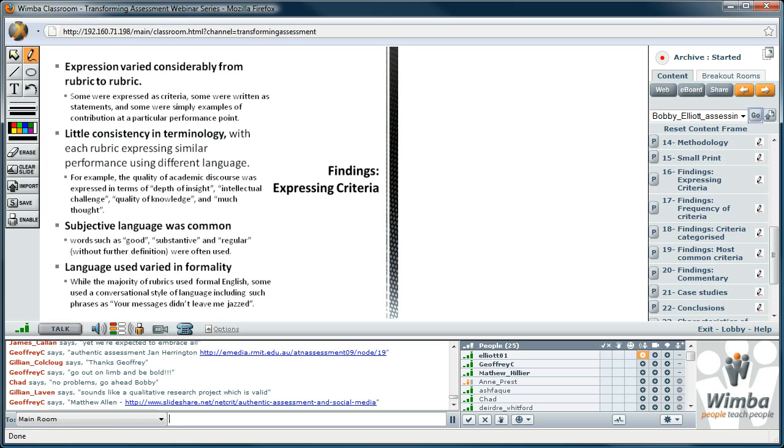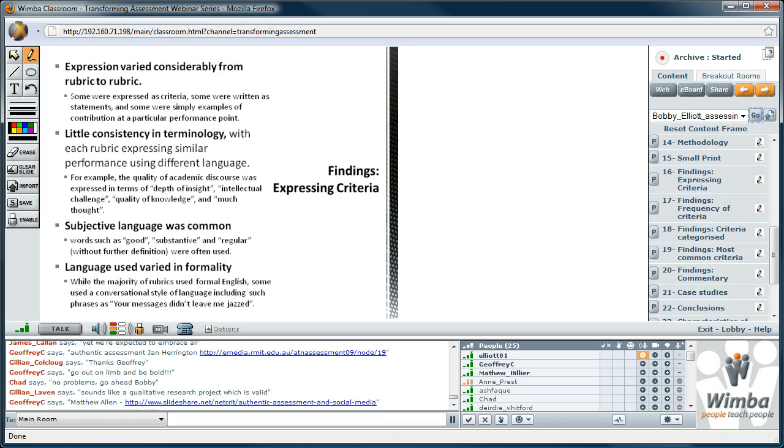Subjective language was common, so words like good and regular and poor and many were used without any further definition, begging the question, what does the author mean by a good contribution or regular contributions? I'm afraid the rubrics were riddled with subjective language like that.